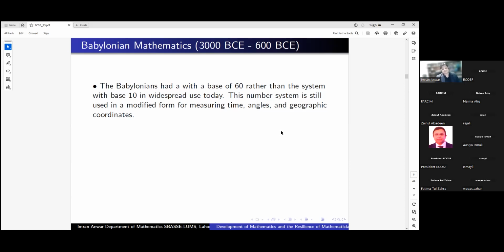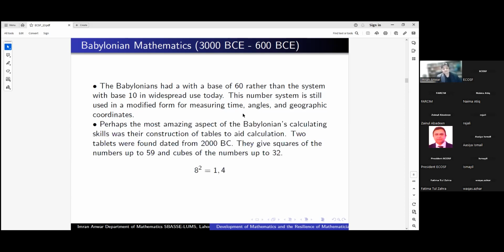Instead, they use base 60 numbers, and what they have done, they tried to build the multiplication, and there are clay tablets which recorded the multiplication tables, and it is mentioned there 8 square is equal to 1 comma 4. So in base 60, 1 means 1 multiplied by 60 and 4 means plus 4, 60 power 0. So this is given there, and they built all the tables, and they also give the squares of the numbers up to 59. And this was a monumental work at that time when people were trying to understand algebra.